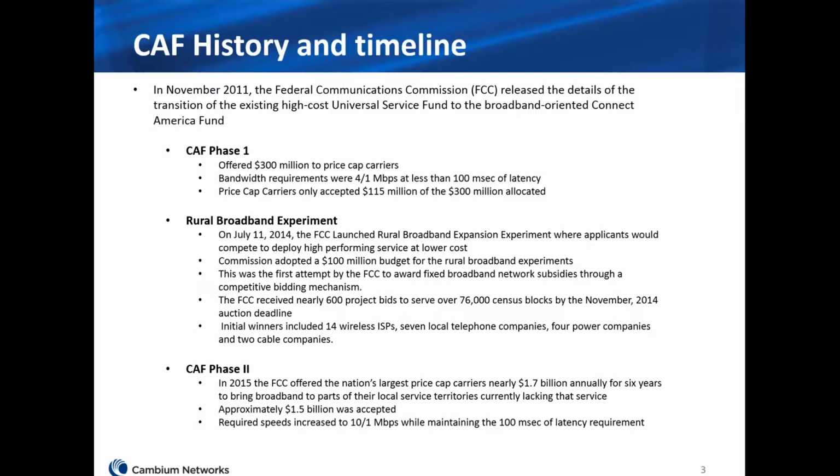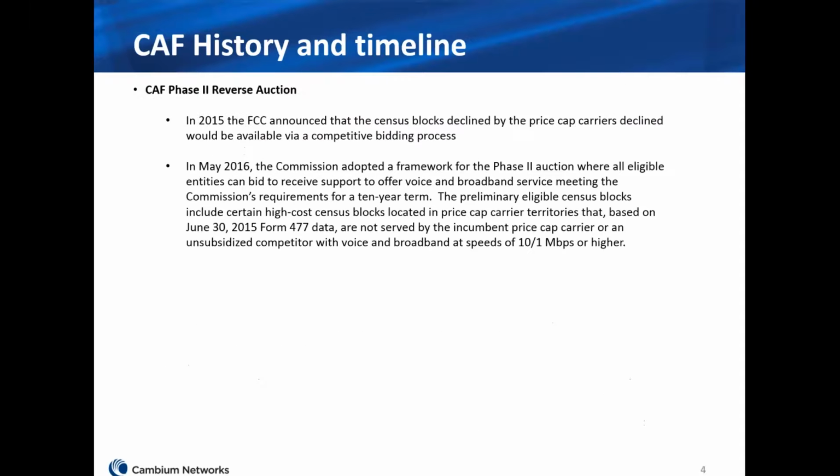It's important to note that with CAF Phase 2, and actually it started with the rural broadband experiment, the required speeds were 10/1, and the 100 milliseconds of latency stayed in place. Now, there's a lot of talk about 25/3, and we think they'll eventually go to that, and I think Ted will talk a little bit about that as well. But in Phase 2 of the CAF that the price cap carriers took, it was 10/1.